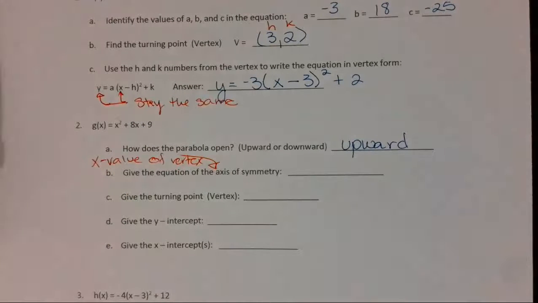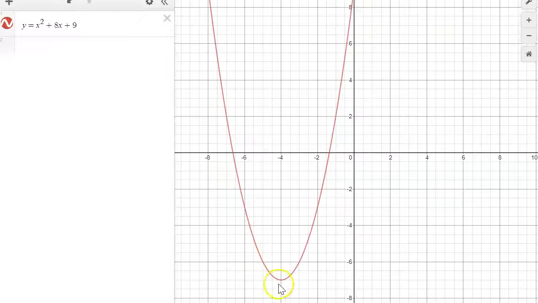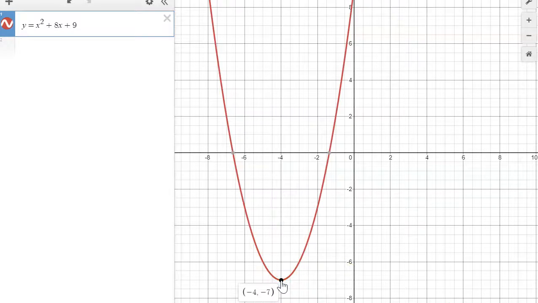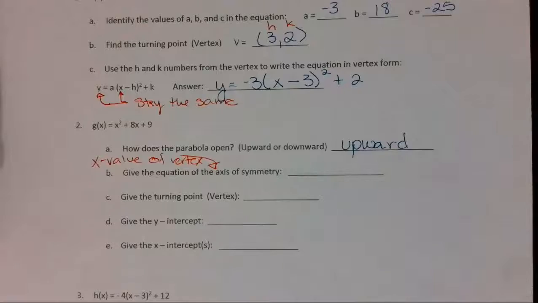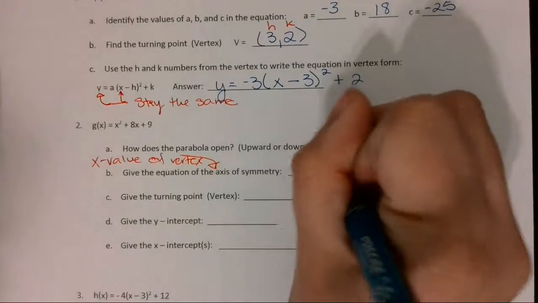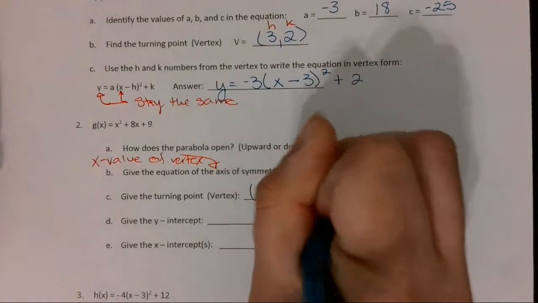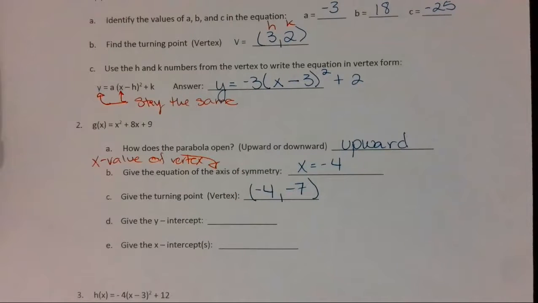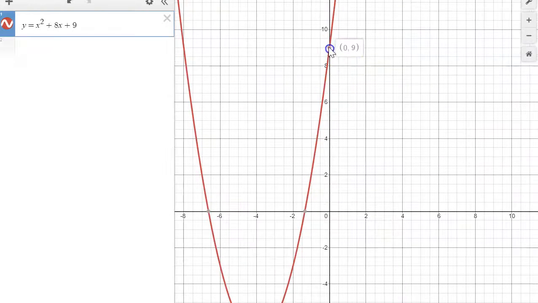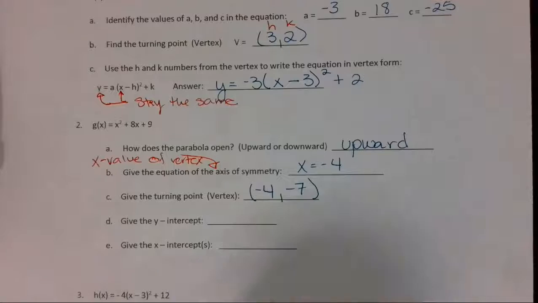So I want to go look at my vertex. It's -4, -7, so my x value is -4. So my answer on this page is x equals -4. I just said my vertex was -4, -7. It wants the y-intercept, so where it's crossing the y-axis. So if I look over here, it's crossing at 9, so my y-intercept is 0, 9.